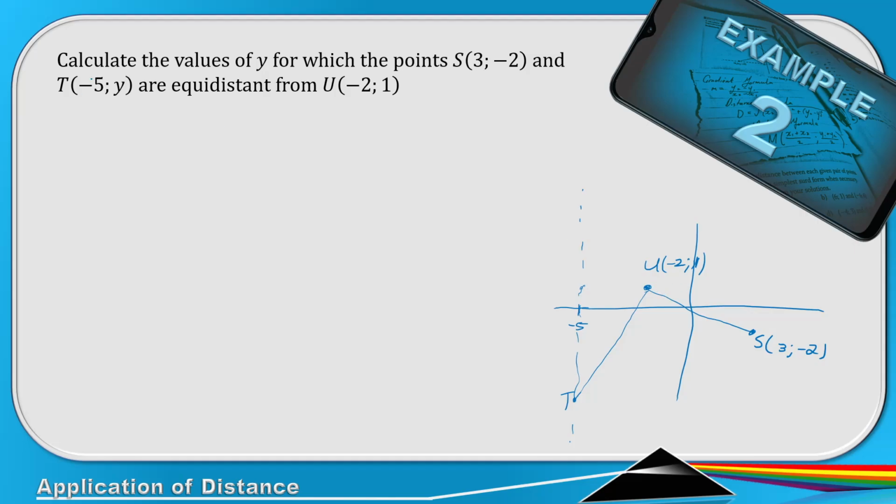So first of all, what is the distance US? US is the square root of x of U minus x of S, squared, plus y of U minus y of S, squared, and then substitute in S and U. So I'm going to say -2 minus 3, squared, plus 1 minus -2.